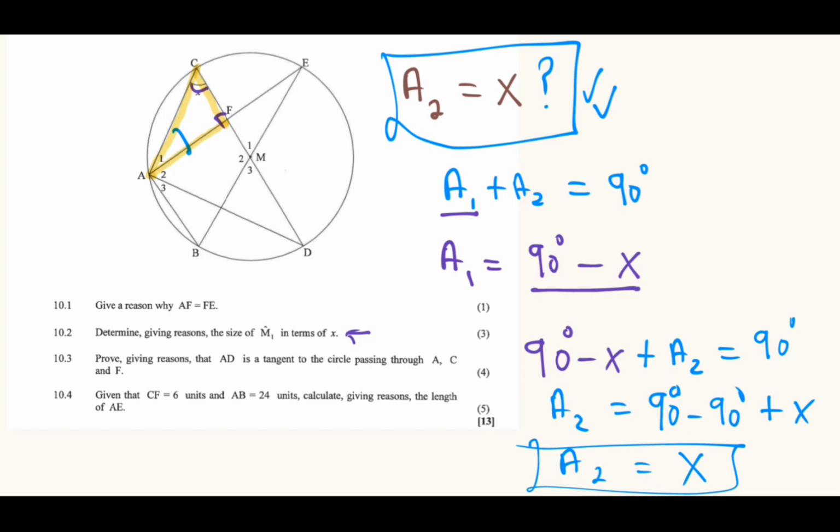So AD is a tangent to the circle passing through A, C, and F, because you know that the exterior angle of a cyclic triangle is equal to the opposite interior angle.